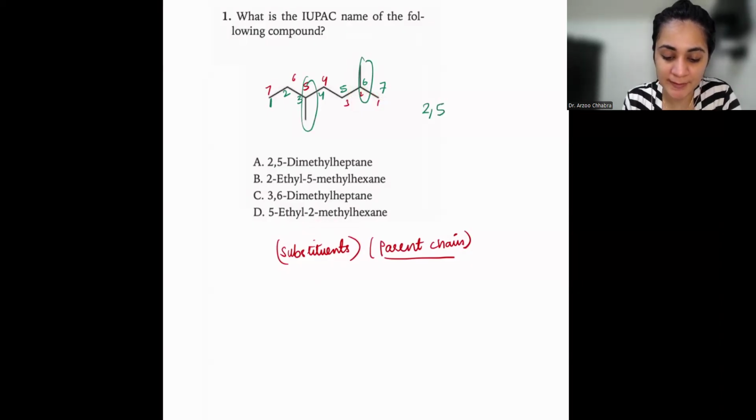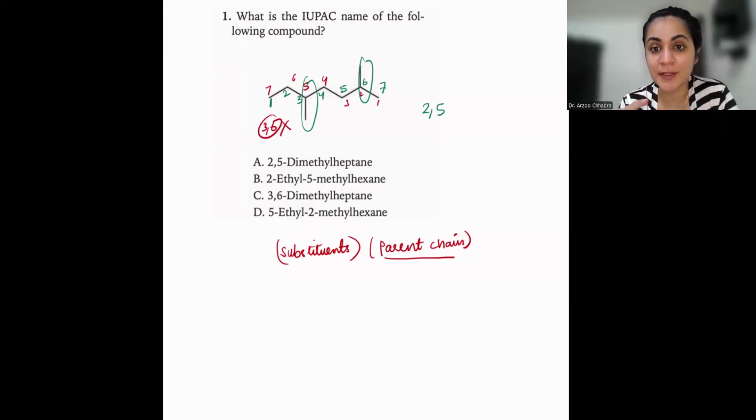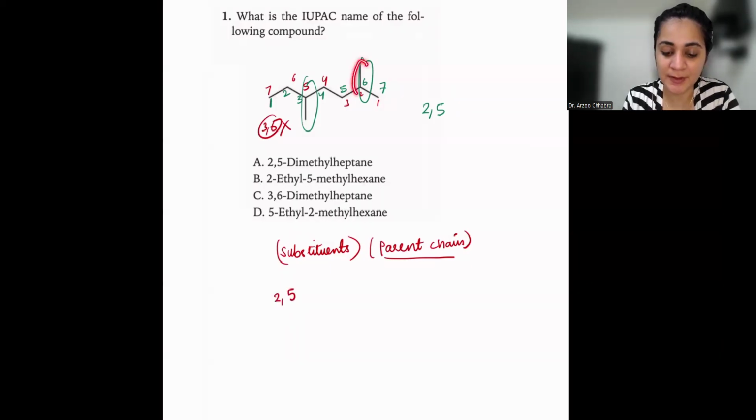But when we go from the other side, I think I've mismatched my colors, but that's fine. On the red one, I have 2, comma 5, but on the green one, I have 3, comma 6. So you want your substituents to have the lowest number. So we are not going to use 3, comma 6. We're actually going to use 2, comma 5, right? So I'll just say 2, comma 5, dimethyl, because this substituent is a methyl. At the second carbon, we have a methyl. And at the fifth carbon, we have a methyl too. So this is 2, comma 5, dimethyl.